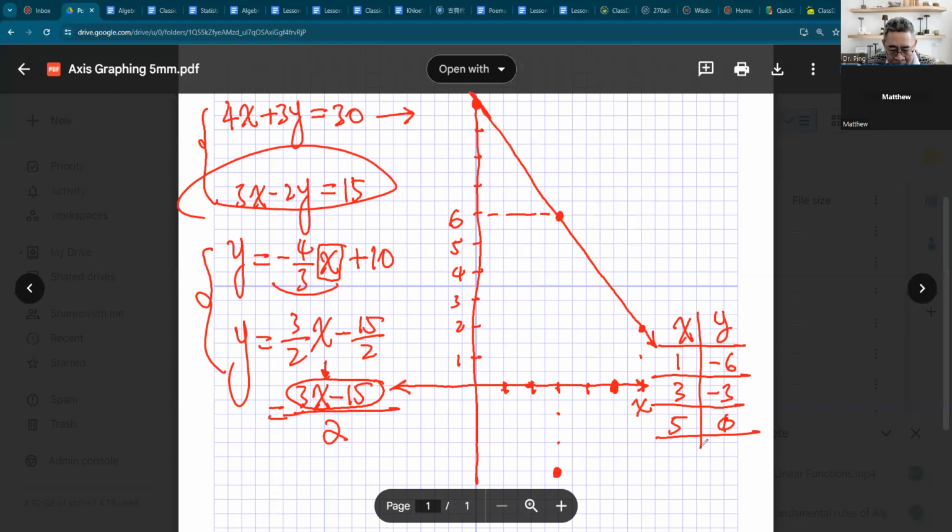So I'm going to pick another one so I can join it. I'm going to pick 7. So 3 times 7 is 21, 21 minus 15 is 6, divided by 2 is 3. So we got 3. Are we good on this one? Okay, so 7 is here, and 3 is 1, 2, 3, it'll be here, right? And then we just draw them together.